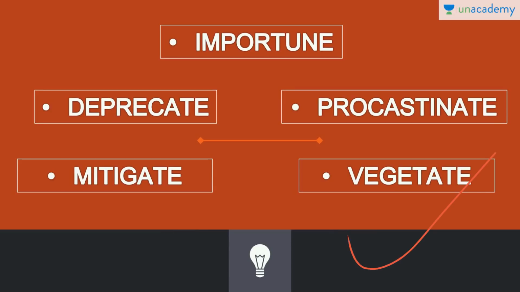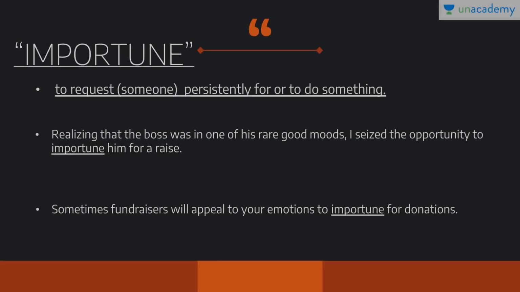So the 5 words for this lesson are importune, deprecate, procrastinate, mitigate, and vegetate. So these are the 5 verbs which we are going to discuss in this lesson. And for each of these 5 words, we are going to have an example sentence and the meaning, not the synonyms and antonyms for this case. And after this lesson is over, do post your sentences into the comment section.